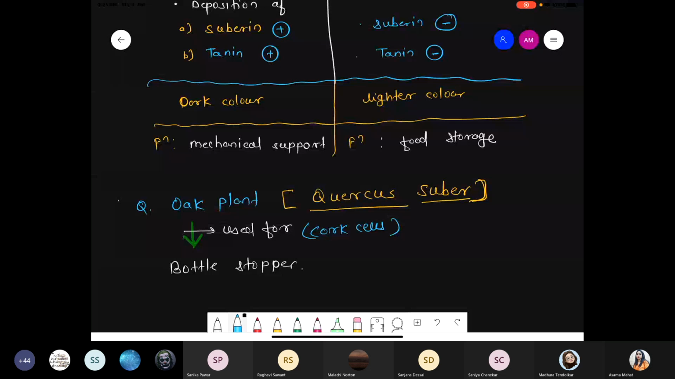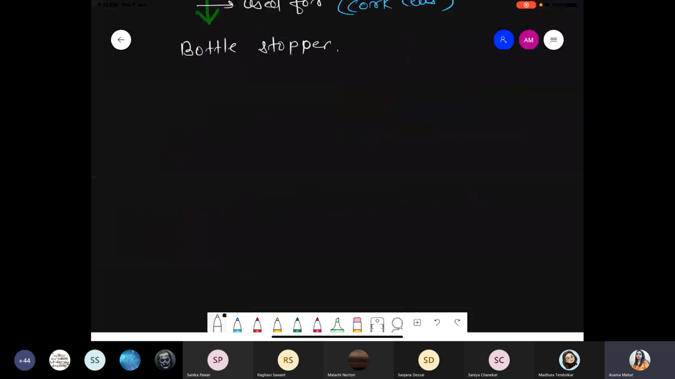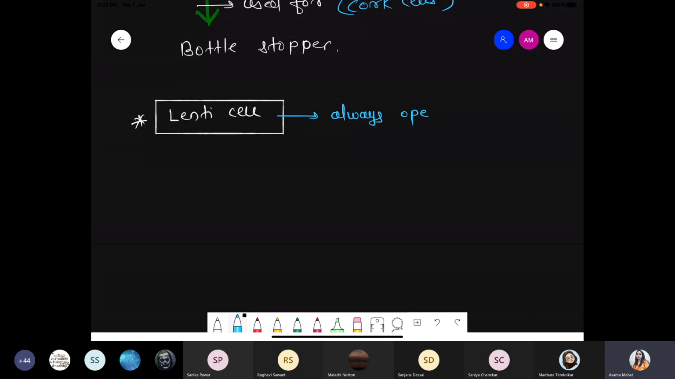Chalo, done? Now we are taking another important point, lenticel, which is associated with the cork cell. Should I continue? Now, next part we are talking about lenticels. Basically, lenticels are cells which are always open. First point. Another one, lenticels have a small pore, like stomata, because stomata also have a small pore.